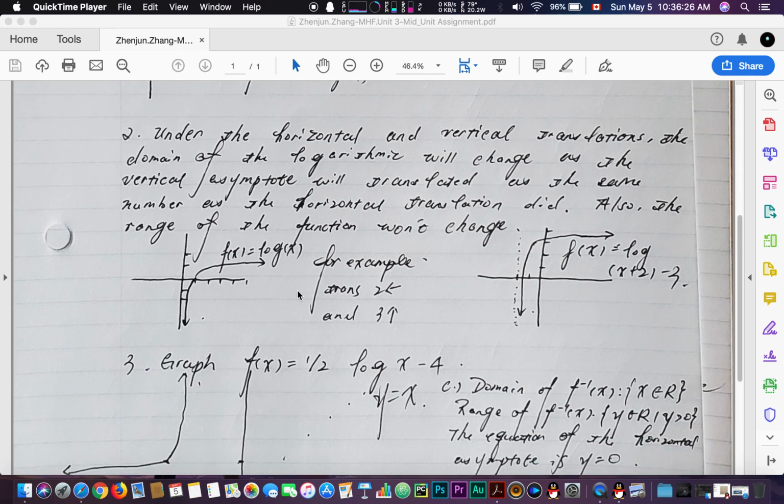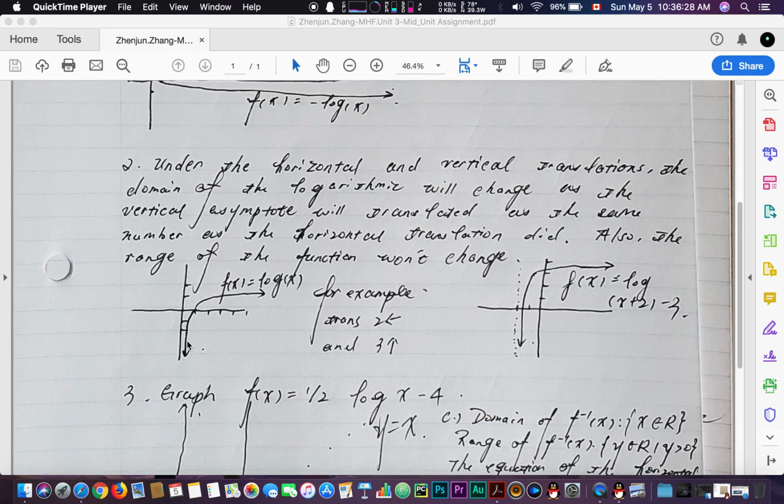Okay, so we have here f of x equals log of x. Then what happens? Under the horizontal and vertical translation, the domain of the logarithm will change, as the vertical asymptote will be translated by the same number of units as the horizontal translation did. Also, the range of the function won't change. What do I mean by that?